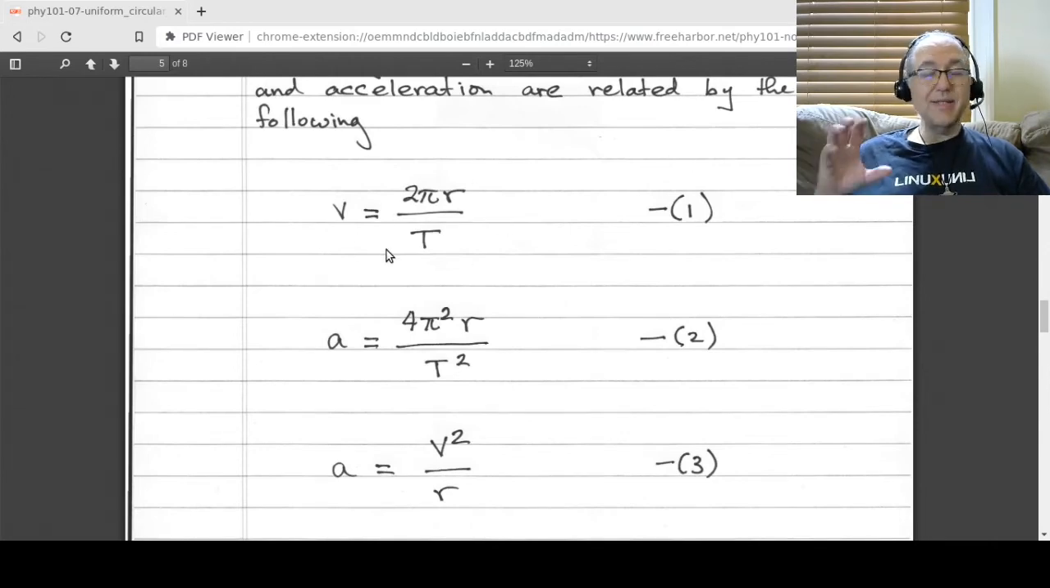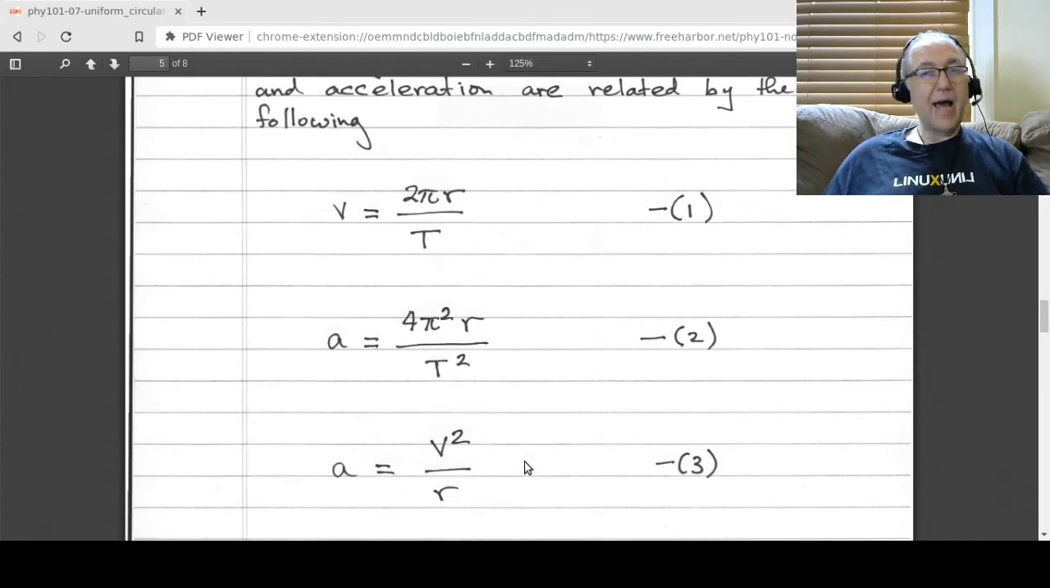Another equation, now this one is not as intuitive, so you just have to take my word for it: A, the magnitude of the acceleration, is 4 pi squared r over t squared. So equations 1 and 2 give you the velocity in terms of r and t, and A in terms of r and t. Now, between equations 1 and 2, you can actually eliminate the period t, and if you eliminate it, you get equation 3.